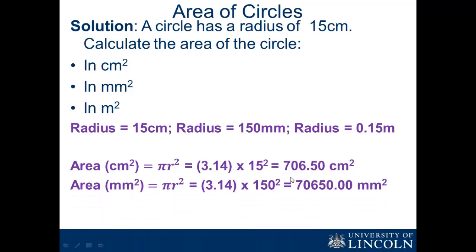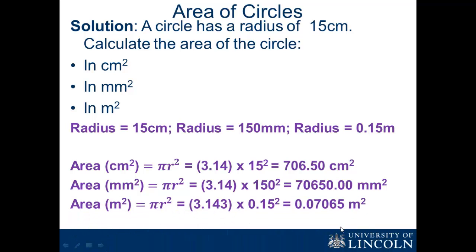Same for the millimeter. Put 150 millimeter here. So at the end of the day, you have your answer in millimeter square. And at the same time, in meter square, use the radius in meter. You have this as your final answer, 0.07065 meter square.